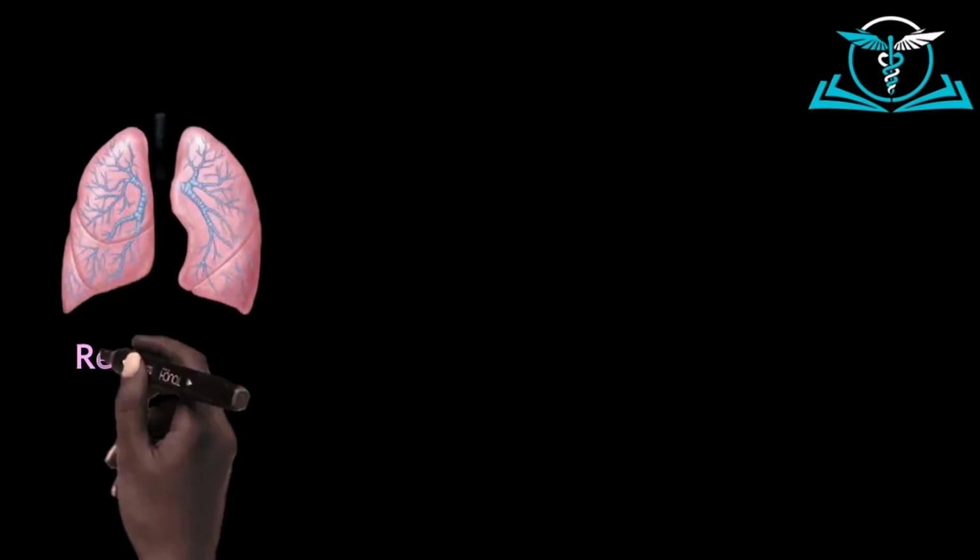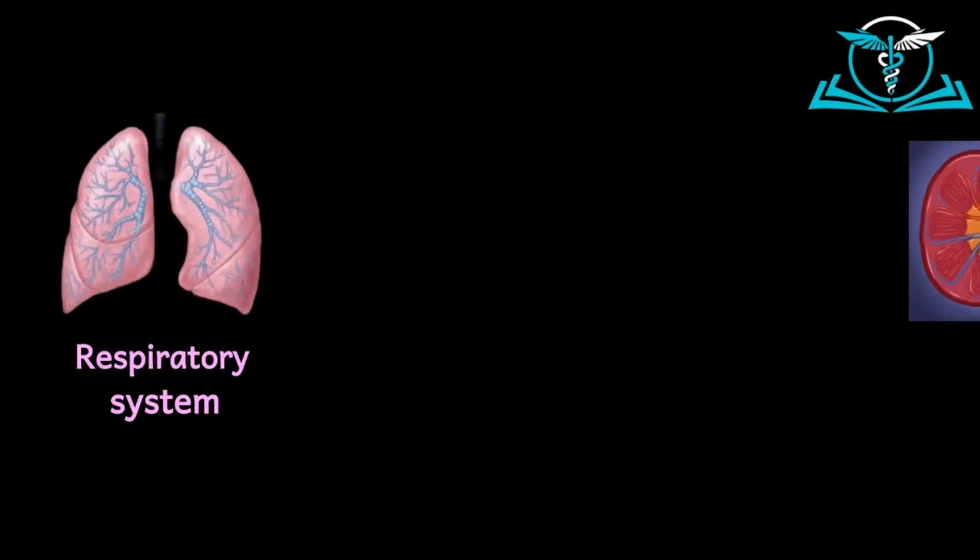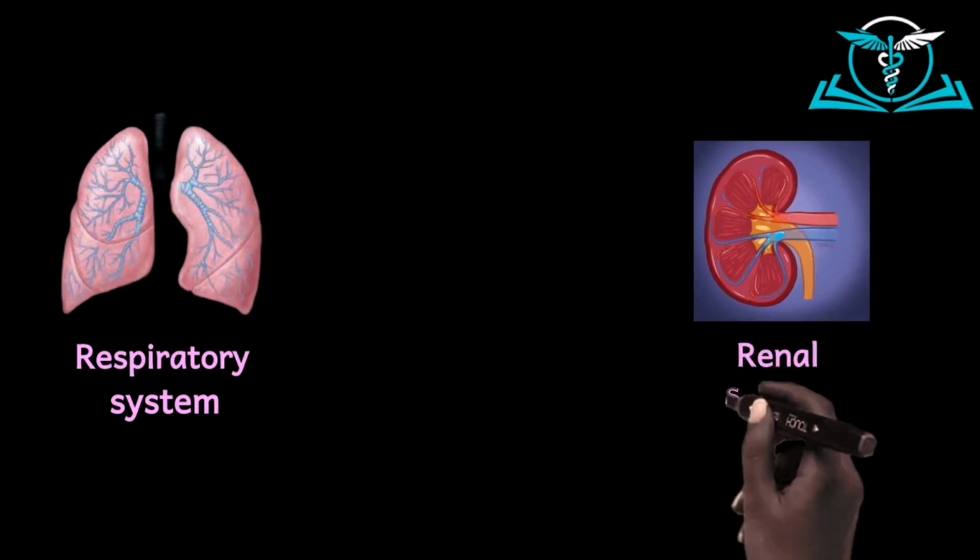Now, to understand the origin of the acid-base problem, we need to understand the two main organ systems involved in acid-base balance. We have other buffer systems, but we are interested in the two main organ systems. We have the respiratory system and then the renal system.